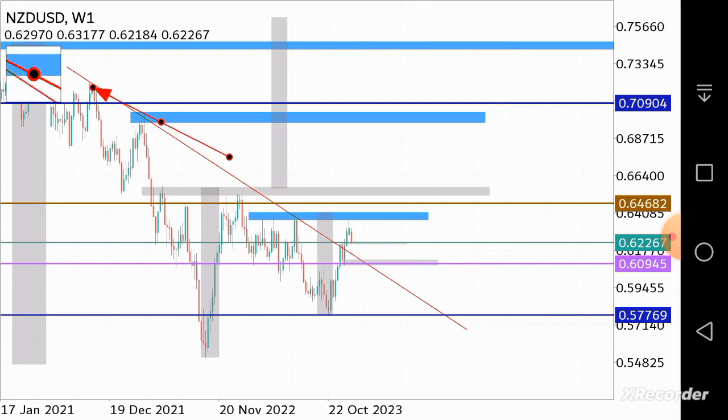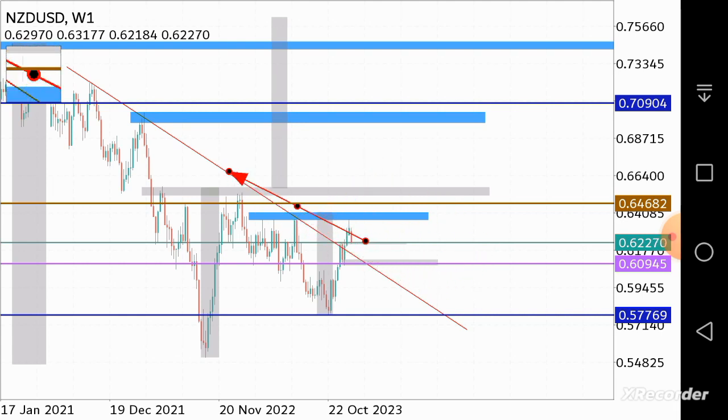We tapped here once, twice, 3 times, and the 4th time we broke the trend line, right? A break of trend line, guys, is not a change of character. Trend lines are just there to guide us on the trend direction of the market, right?